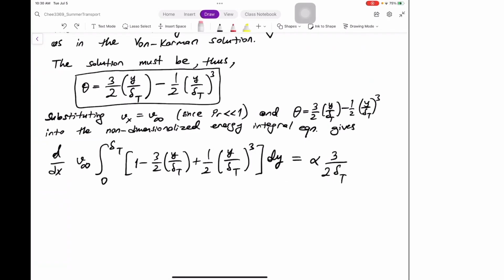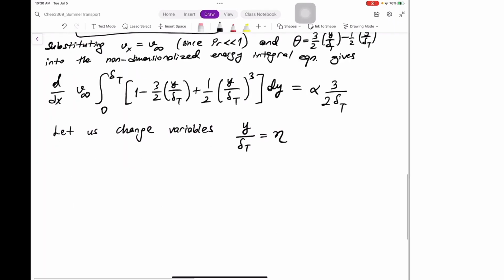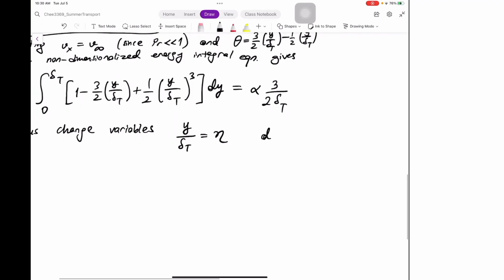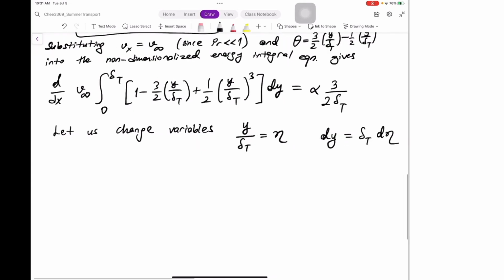Okay, so now we want to solve this. We want to do the integral on the left-hand side, but I think it's a good idea to simplify y over delta t, or change the variables. So let's call y over delta t eta, and then from here you can get that dy must be equal to delta t times d eta.